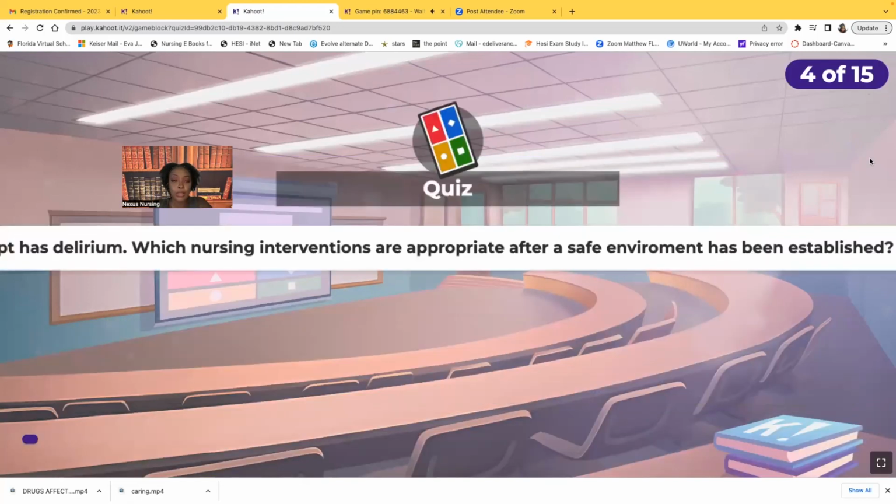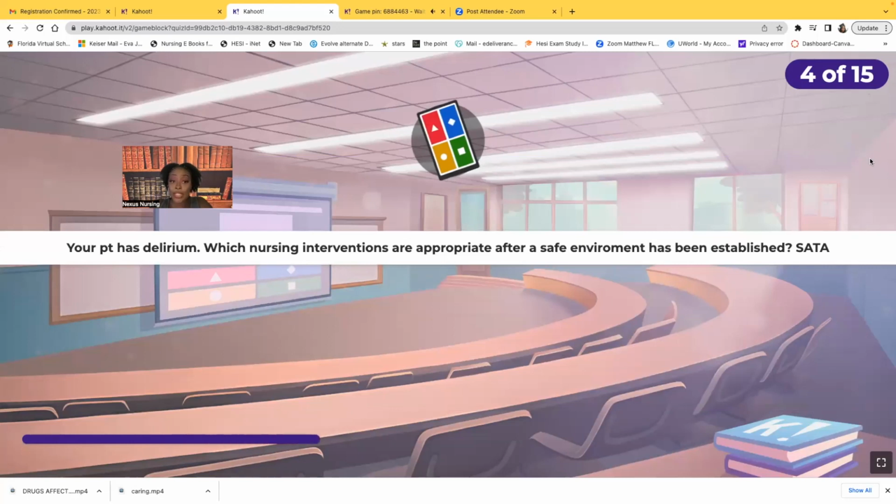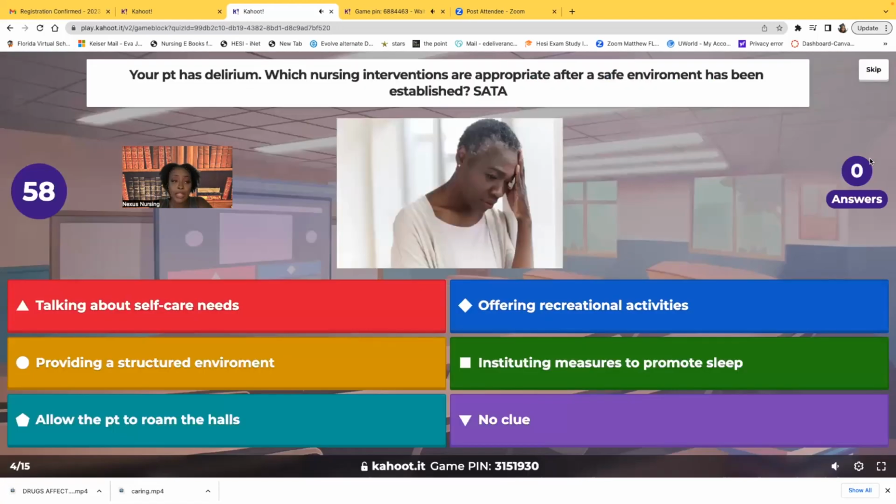Select all that apply. Your patient has delirium. Which nursing interventions are appropriate after a safe environment has been established? Because remember, first, you got to make sure your patient's safe before you do anything else. But after you've made sure your patient's safe, which is an important nursing intervention? Select all that apply. Here are your choices. Talking about self-care needs, offering recreational activities, providing a structured environment, instituting measures to promote sleep, allowing the patient to roam the halls.